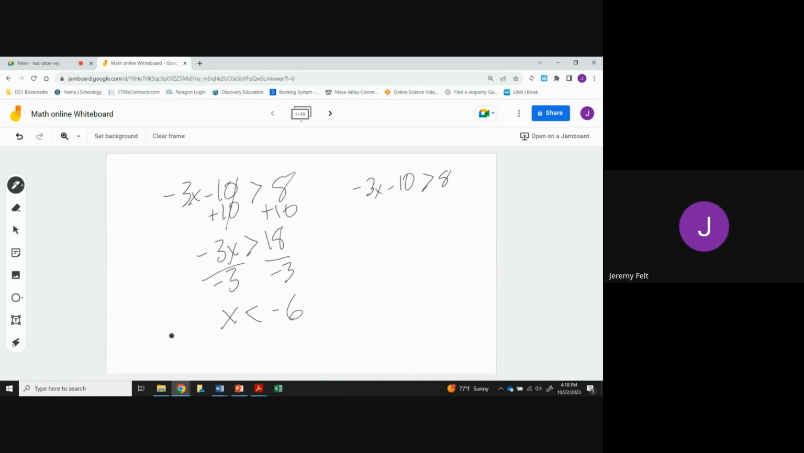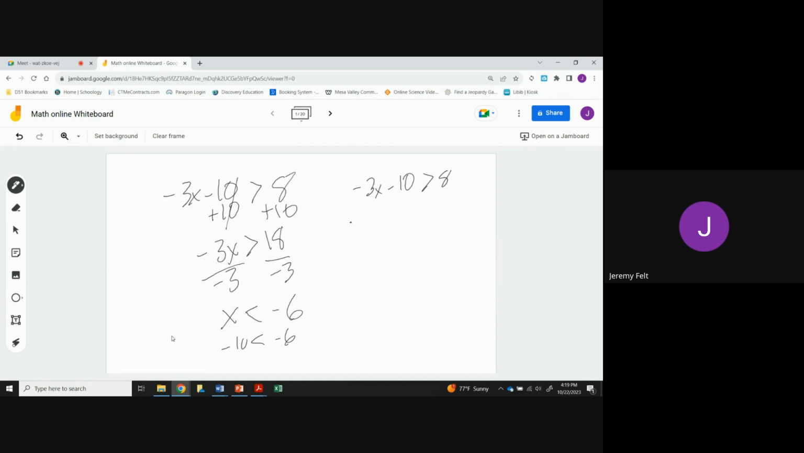And let's say we didn't flip the sign. Well, let's just check it. We did flip the sign, so this is correct. I don't want to confuse you too much. This is correct. So let's pick a number less than negative 6. Let's do negative 10. Negative 10 should satisfy this inequality because it is less than negative 6.